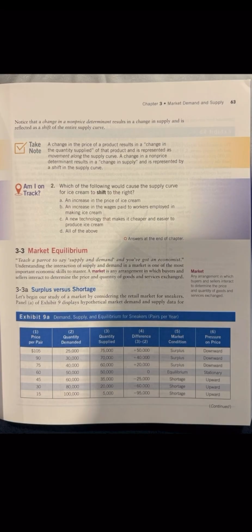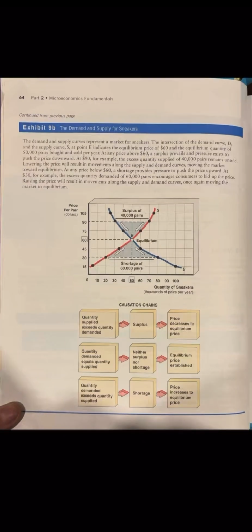Exhibit 9A. Demand, supply, and equilibrium for sneakers, pairs per year. I won't go over this section, but I'll go over Exhibit 9B next. Exhibit 9B. The demand and supply for sneakers. The demand and supply curves represent a market for sneakers. The intersection of the demand curve D and supply curve S at point E indicates the equilibrium price of $60 and the equilibrium quantity of 50,000 pairs bought and sold per year.